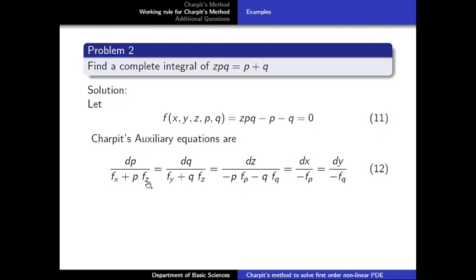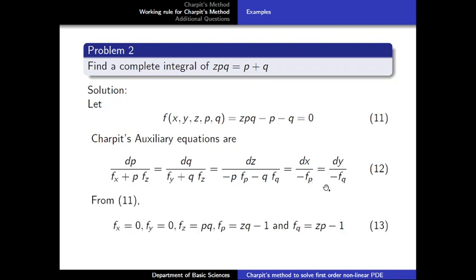dp by fx plus p fz equal to dq by fy plus q fz equal to dz by minus p fp minus q fq equal to dx by minus fp equal to dy by minus fq. Now from equation 11 we can evaluate all the required partial derivatives, which are fx, fy, fz, fp and fq.